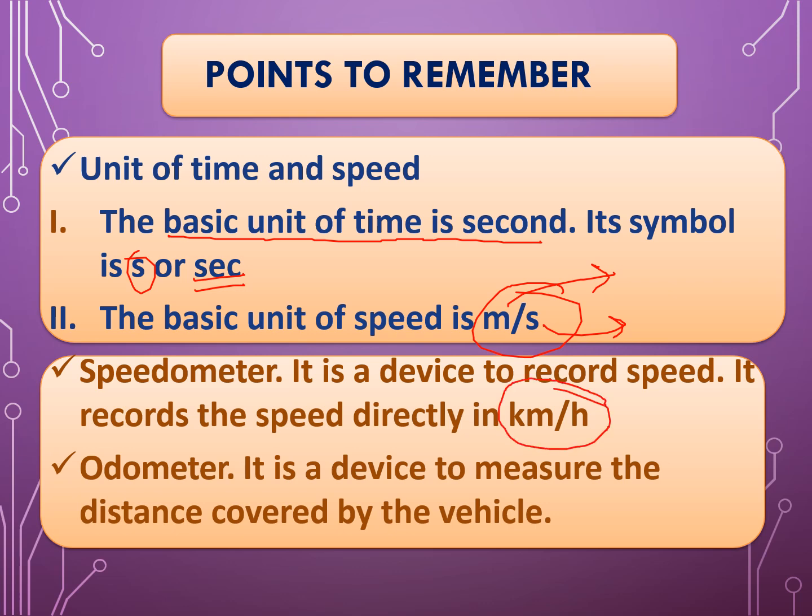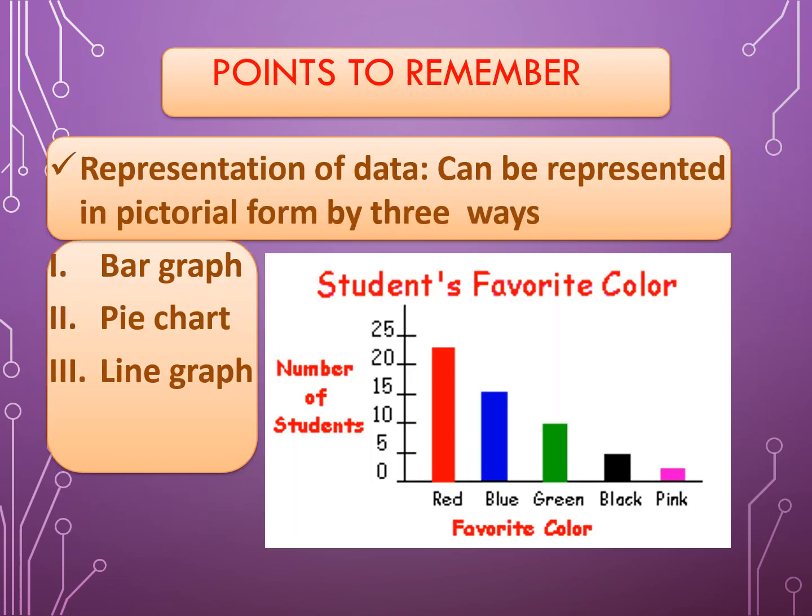How you can convert kilometer per hour into meter per second, we will discuss in the next videos with the help of some questions. That will give you a much better understanding. An odometer is a device to measure the distance covered by a vehicle, how much distance the vehicle has already covered. So after finishing the video, you can go out of your room and take a look at a bike or car, and there you can easily notice a speedometer and odometer.